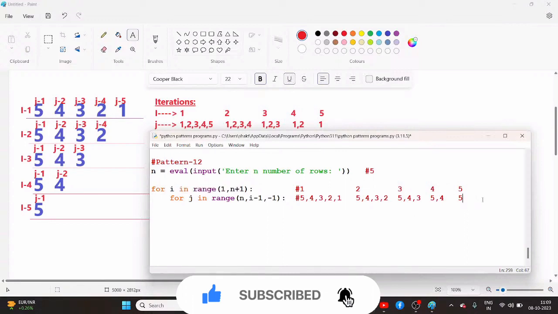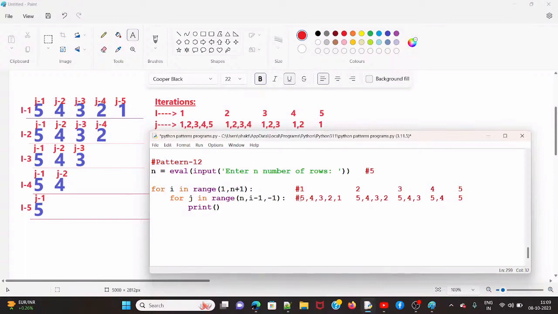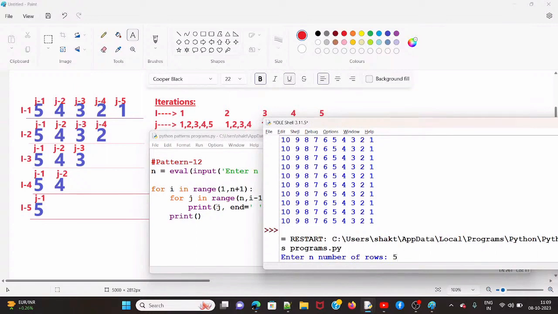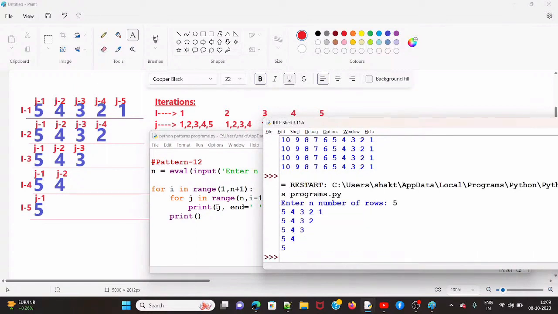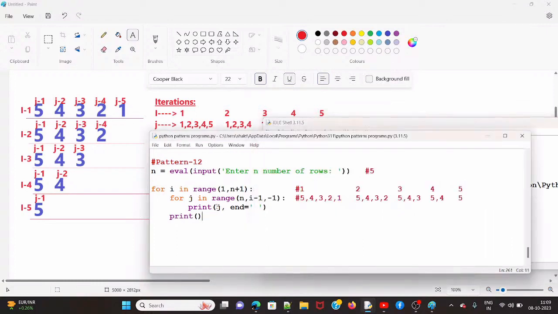Once it is over, what do I want to print now? I want to print j values. After printing j values, I'll take the printer to a new line. To go to a new line, I'm giving the 5. You can see now 5, 4, 3, 2, 1, then 5, 4, 3, 2, then 5, 4, 3, then 5, 4, then 5, like this. So I execute now.